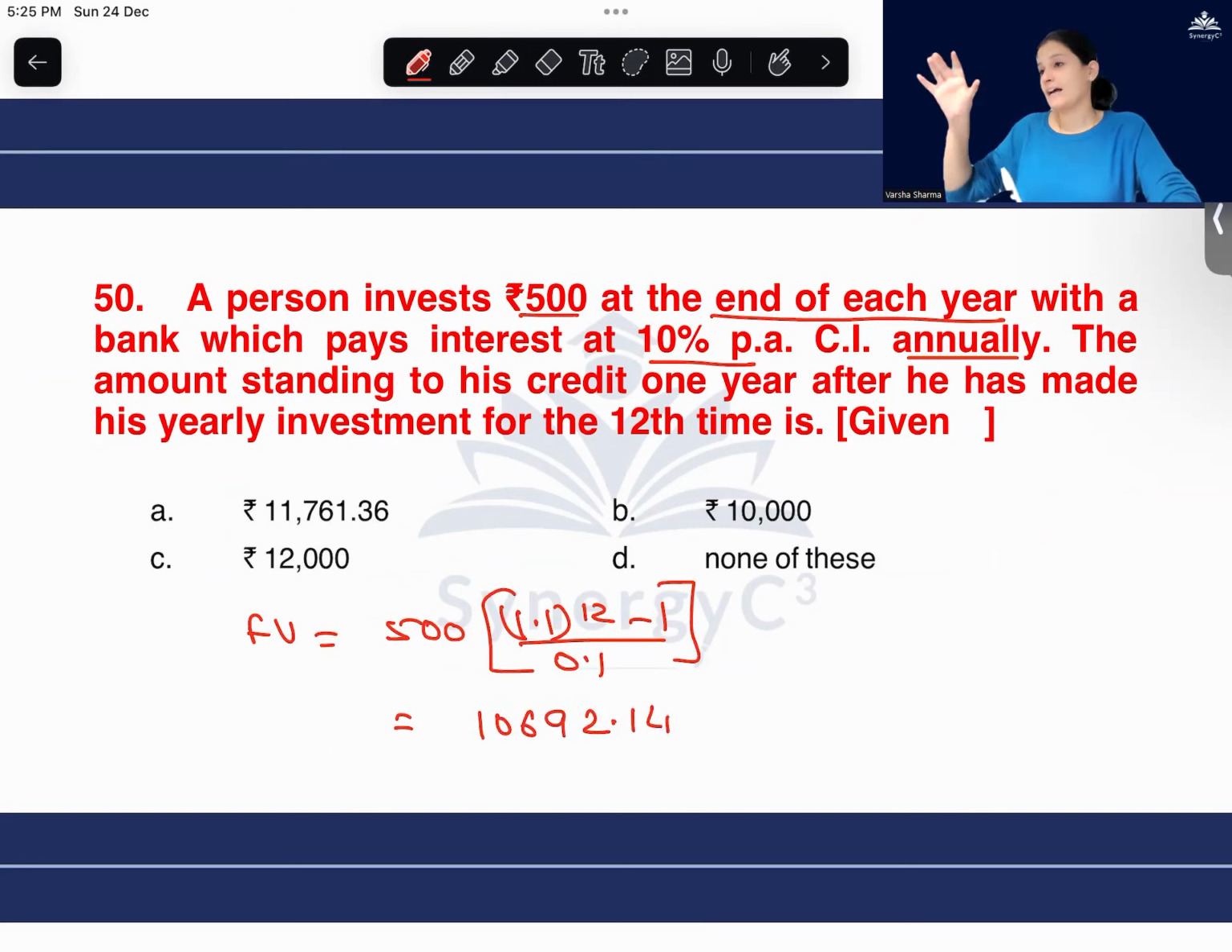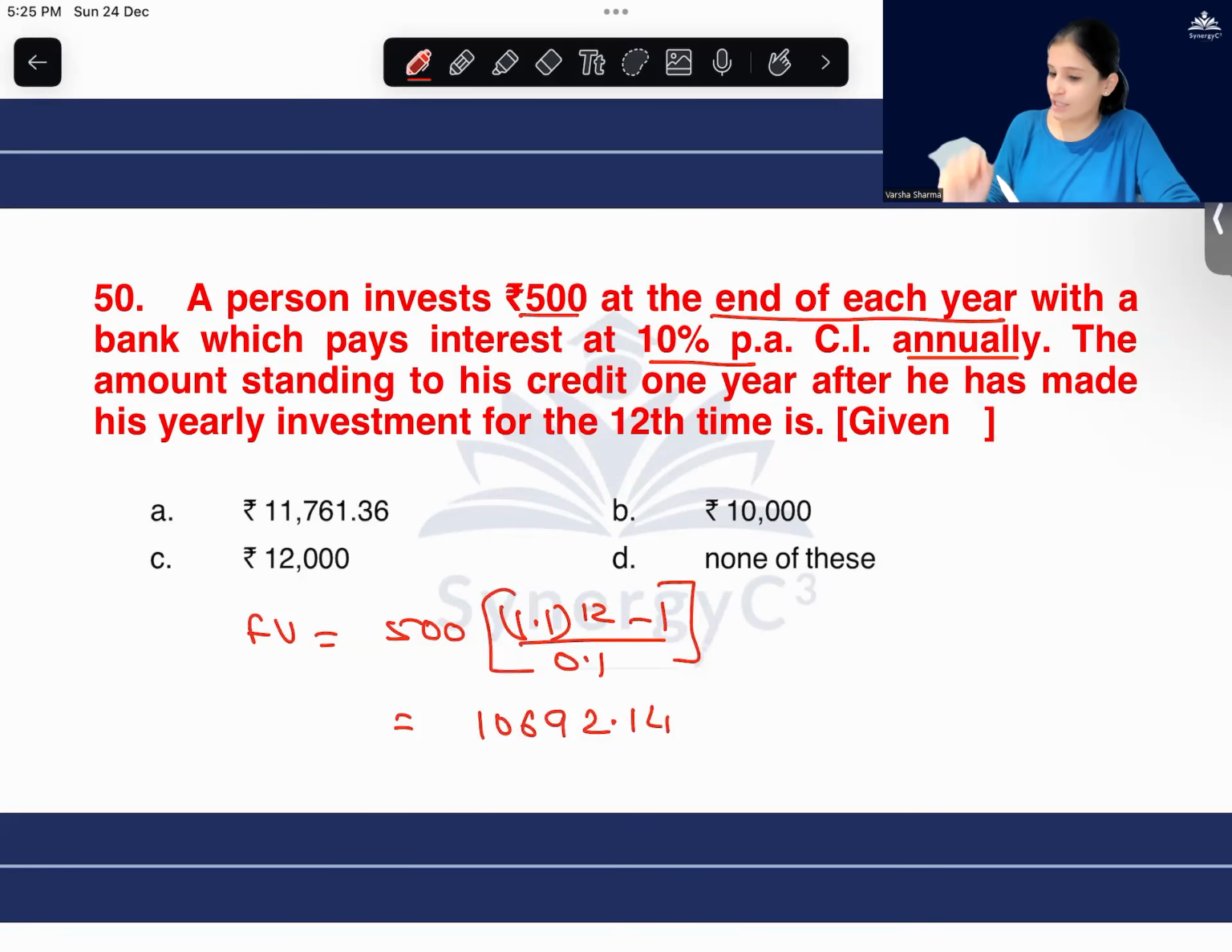10692.14. So had I taken out my money at that point of time, I would have got this much. But I said to the bank that whatever project was about to be starting right now, it's going to take 1 more year. So you keep this amount again. I cannot make any more annuity now because I already made a promise that I'm only going to make installments of 12 periods. So now I'm going to just give the bank at a normal interest rate and keep it for 1 more year. And then I'm going to take it back after 1 year.